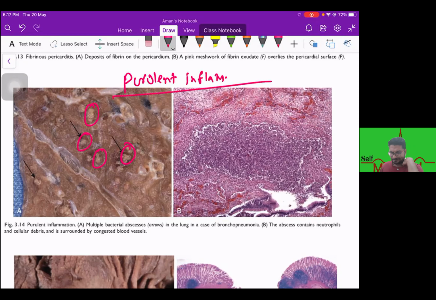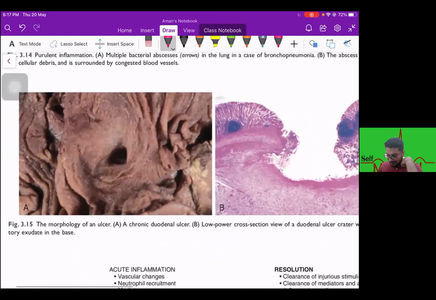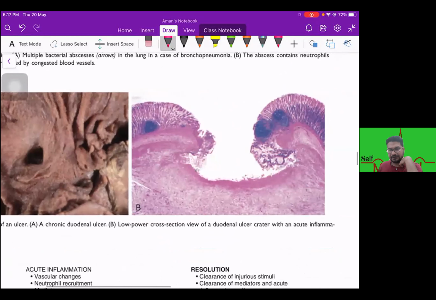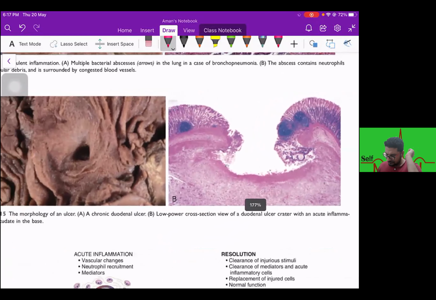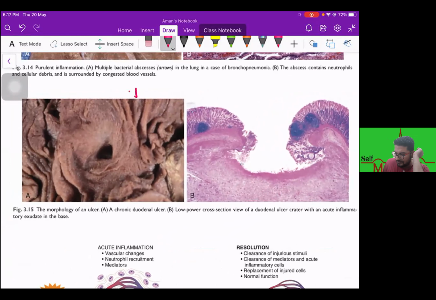Moving to the next one, this is a chronic duodenal ulcer, right? If you notice, you can see the ulcer bed, the crater of that duodenal ulcer. This is a classical example of a duodenal ulcer.